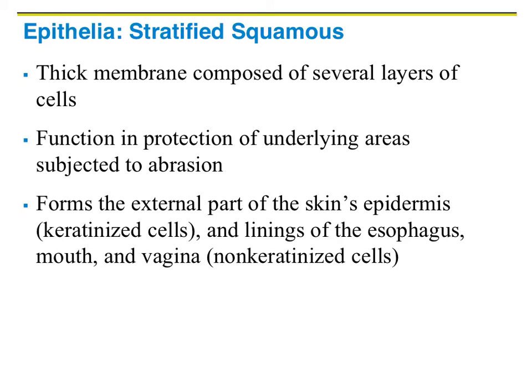Stratified squamous contains many layers of cells that are flattened, and because there are many layers, this type of tissue functions more in protecting areas that are subjected to abrasion. So if we think about the areas that are subjected to abrasion, it helps us to understand the location. Your skin, for example, contains keratinized stratified squamous epithelia. The lining of your mouth contains non-keratinized stratified squamous epithelia.